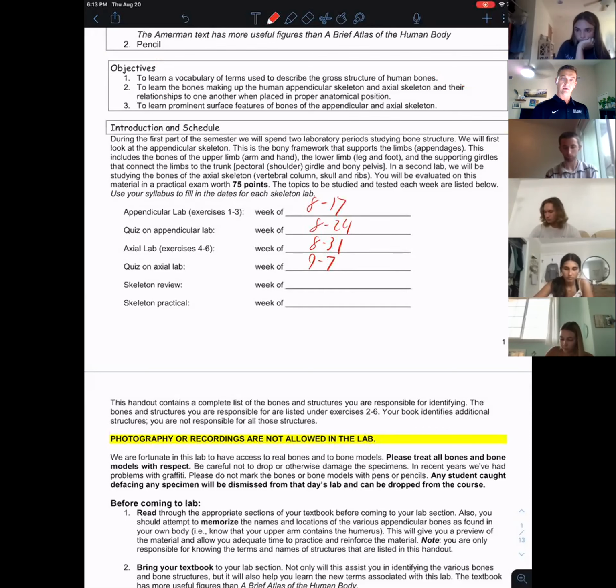And then the skeleton review lab is the week of September 14th. And then lastly, we'll have a skeleton practical. That's a laboratory exam worth 75 points. Then we'll have another one later on the muscles worth 125 points because there's so many more muscles to know. So the skeleton practical is the week of September 21st.